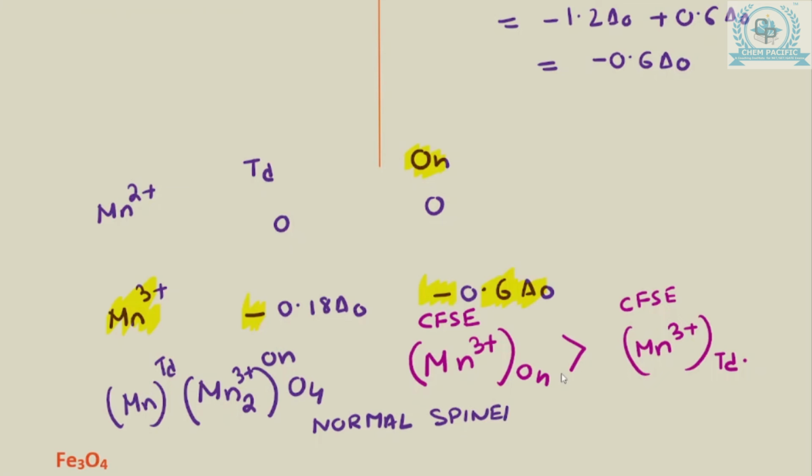Now, I hope this is clear to all of you. So in this case, we saw that the CFSE of Mn3+ in the octahedral site is greater as compared to the tetrahedral site. Okay? So in this case we conclude that Mn3O4 is a normal spinel.